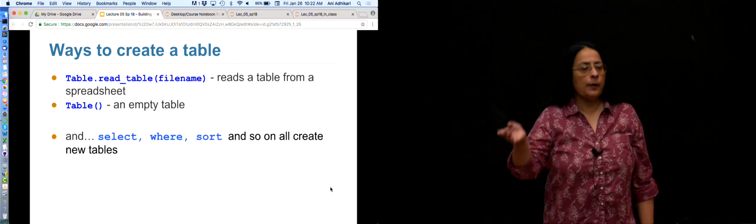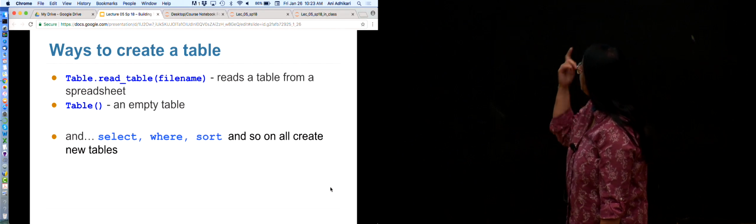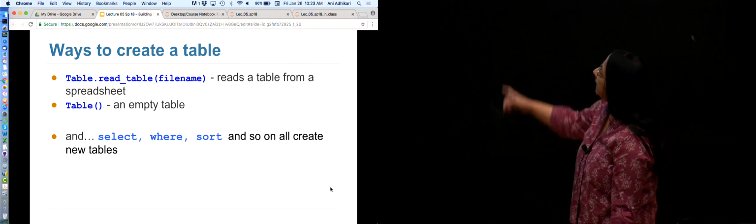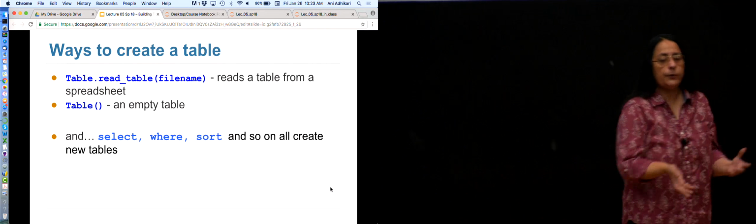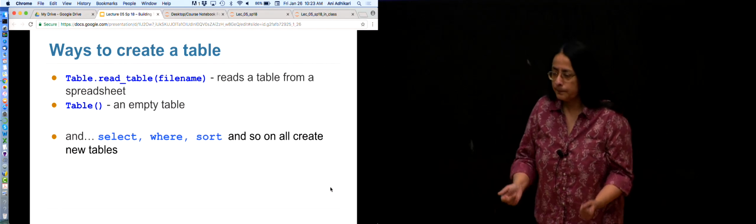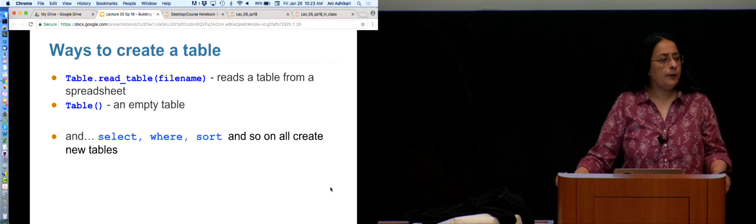But you know from our lectures in the previous couple of lectures that if you use the table methods like select and sort and where and so on, they also generate tables. Drop, all of those create tables, but they create new tables from existing ones. Questions so far? Can we do a demo?